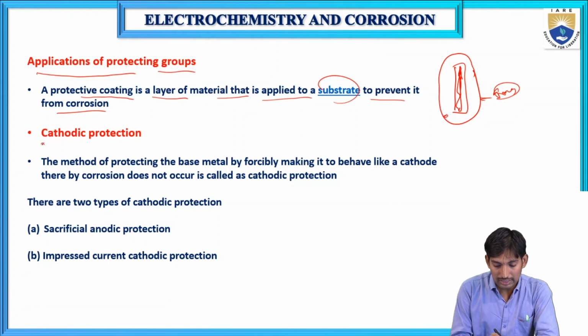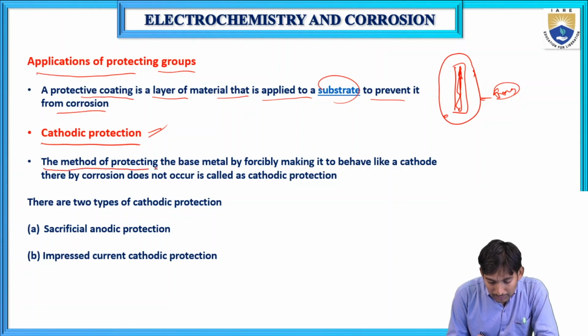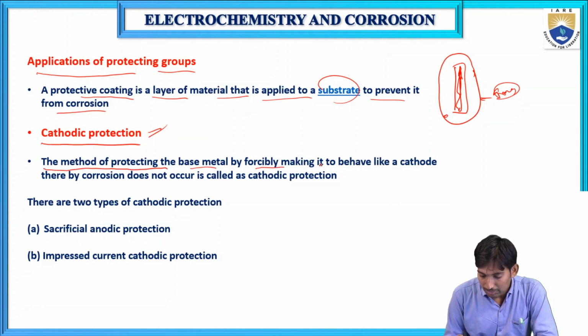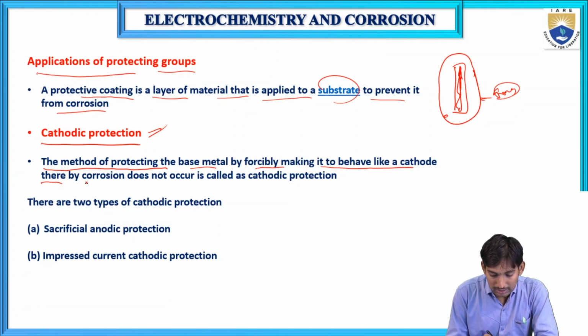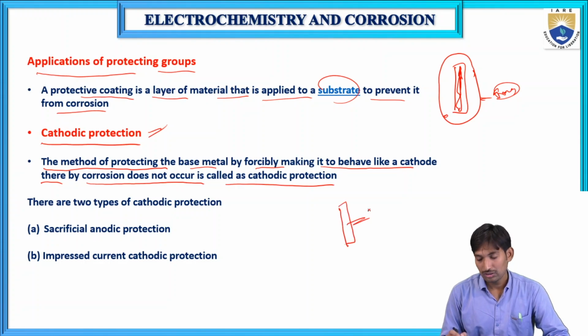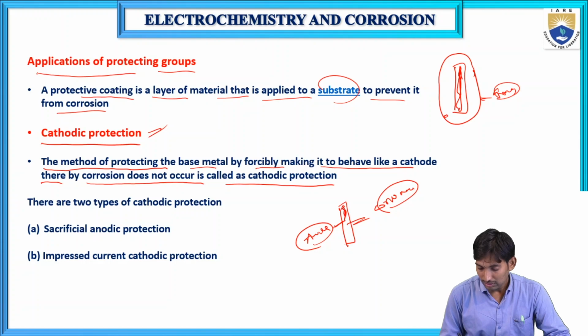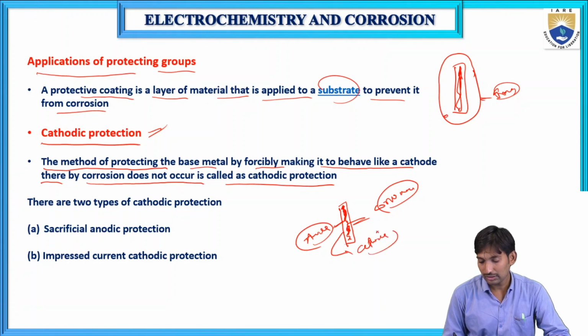The cathodic protection. What is cathodic protection? We'll see. The method of protecting the base metal by forcibly making it behave like a cathode, so that corrosion does not occur, is called cathodic protection. Already we know, if a metal is exposed to a corrosive environment, it acts as anode, undergoes oxidation and gets corroded. So we have to convert this metal to cathode. Then corrosion will not take place for this metal.